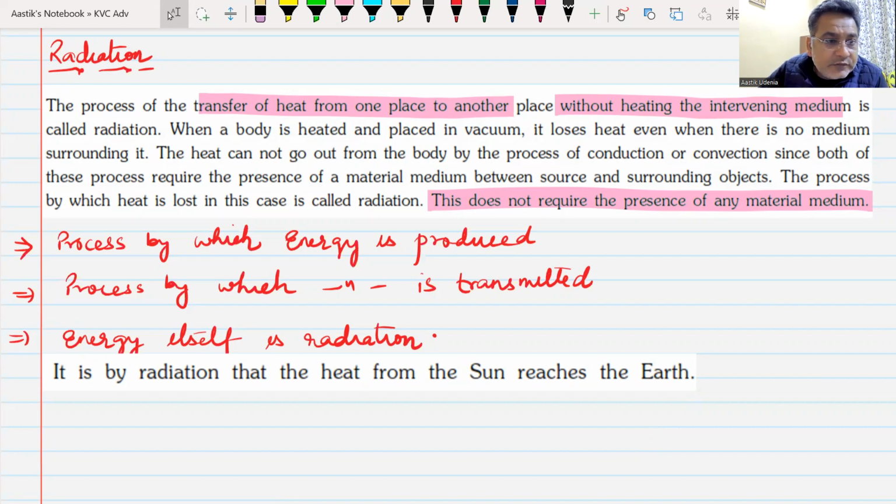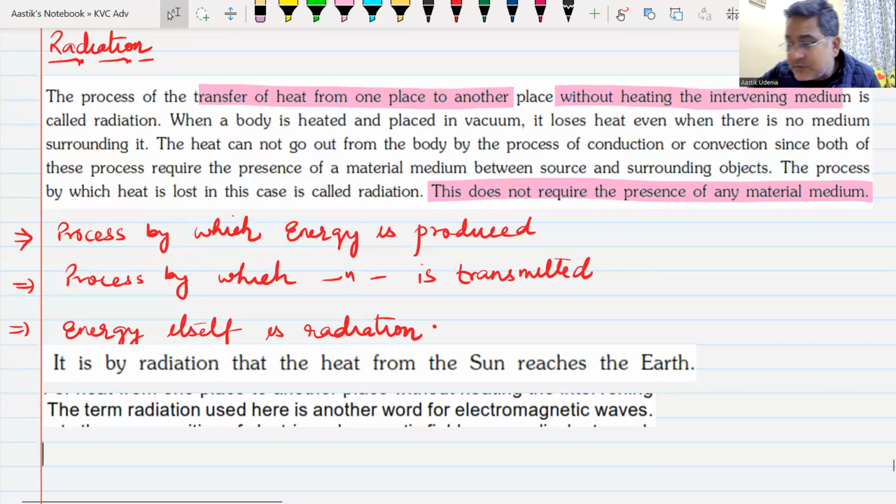As I told you, the term radiation is also another term for electromagnetic waves. That means the energy which is emitted is also known as radiation. I've already told you that. Yes or no? Yes, sir.